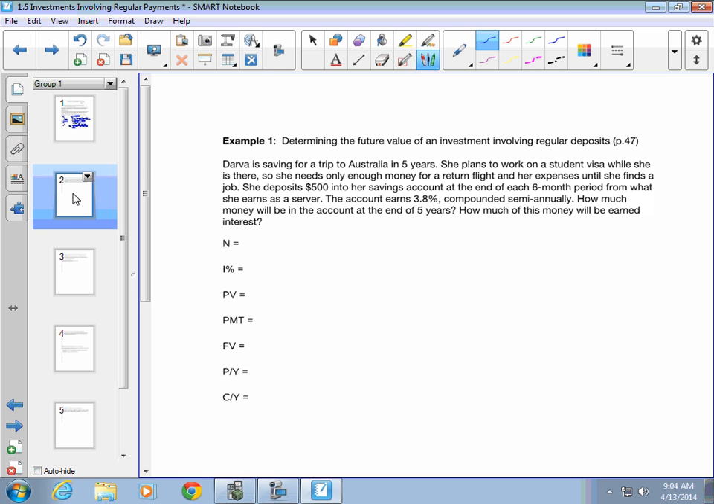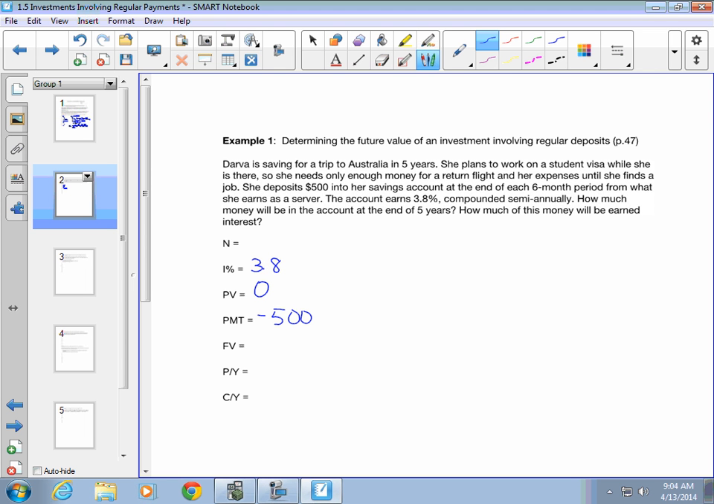At the end of each 6-month period. The account earns 3.8% compounded semi-annually. How much money will be in the account after 5 years, and how much money will she have earned in interest? Her present value, she's starting at nothing, but every payment period she's putting in $500. Her interest rate was 3.8%.